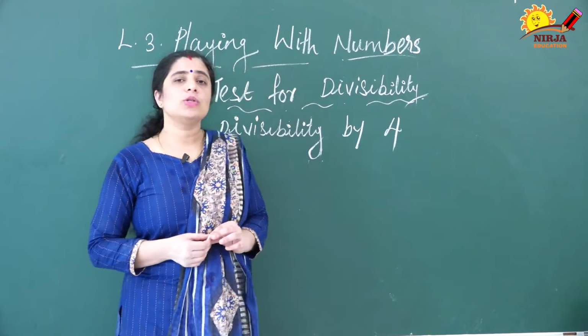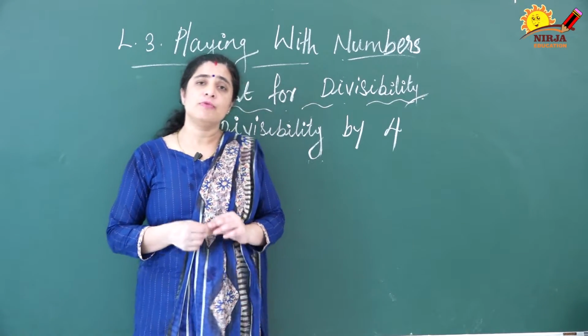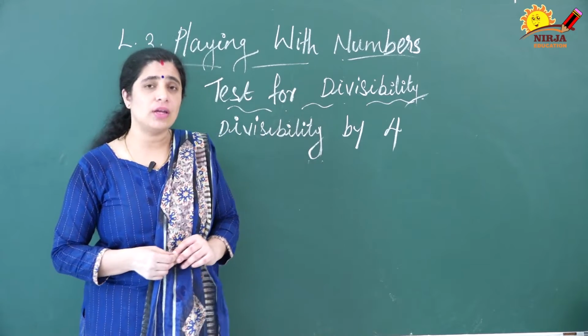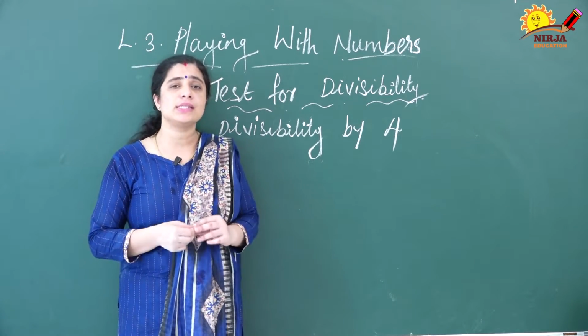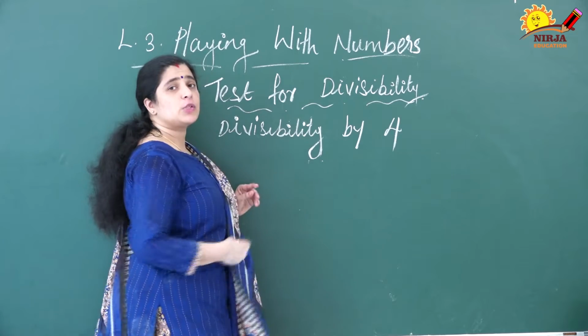Okay, next we are going to discuss the divisibility by 4. For that you have to check the number in the ones and tens digits. I will explain this with an example.